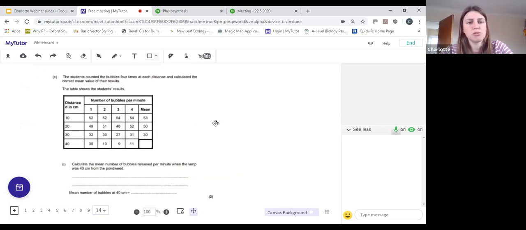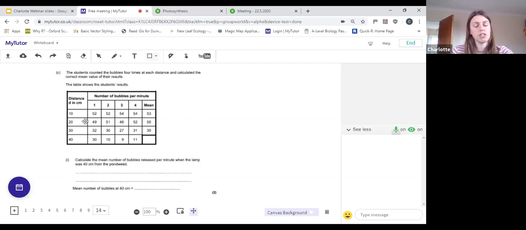Students counted the bubbles 4 times at each distance and calculated the mean value of their results. The table shows the student results. Quick question here, a quick maths question rather. Calculate the mean number of bubbles released per minute when the lamp was 40 centimetres from the pond. So they're asking you to complete the table. Have a good look at the table here.